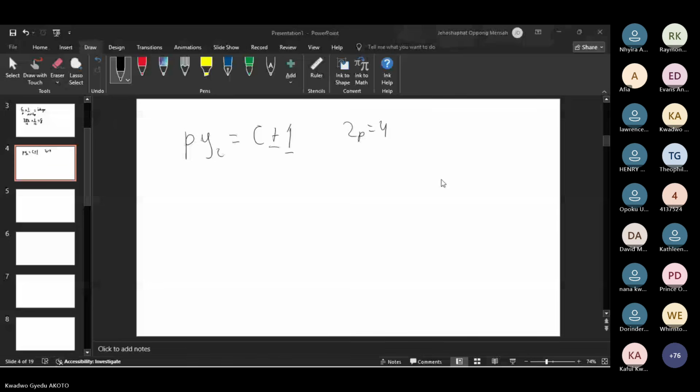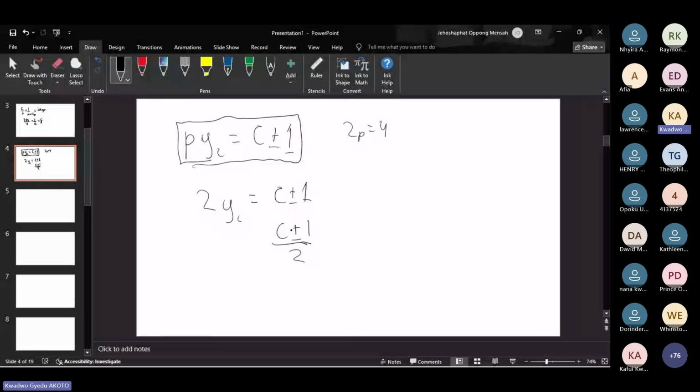Right? And so for C plus or minus 1 to be divisible by 2, then C must be odd. Because an odd number plus 1 becomes an even number and it's now divisible by 2. Okay. Please, are we fine with that explanation?